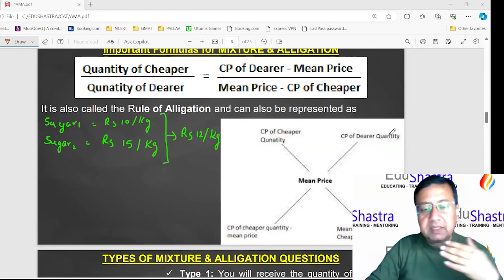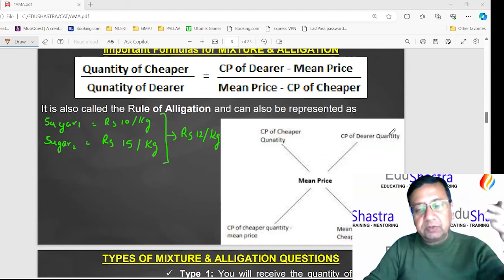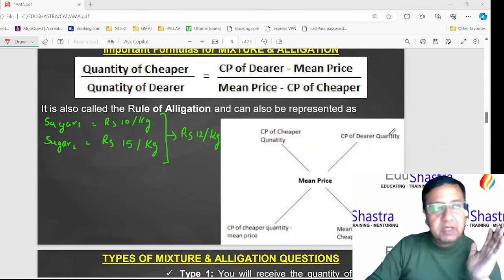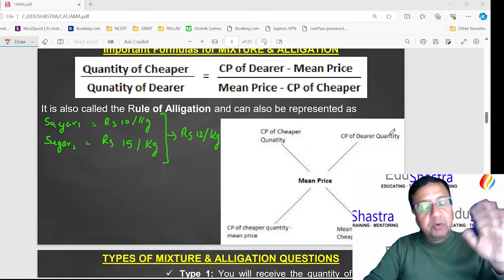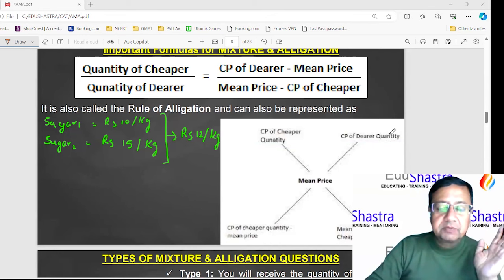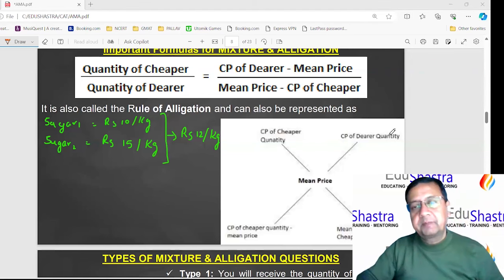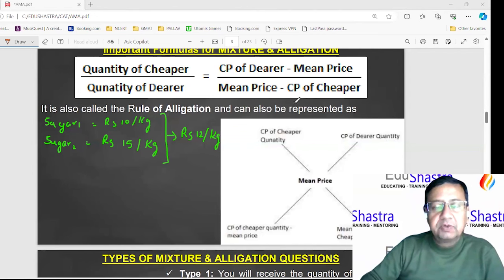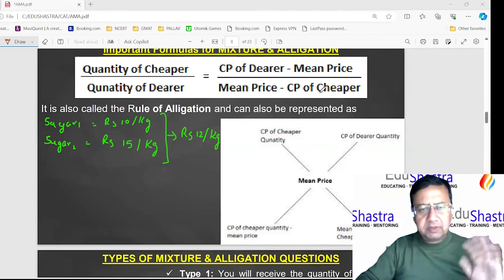Is 12 rupees closer to 10 rupees or to 15 rupees? Sir, 12. It is closer to 10 rupees, so this is the more part in the mixture. So sugar 1 will comprise the more part and sugar 2 will comprise the lesser part. So now if I go with the formula, dearer, cheaper.